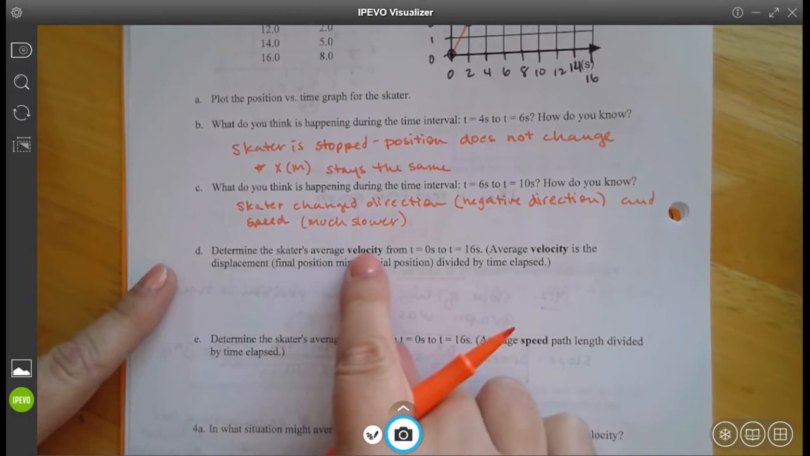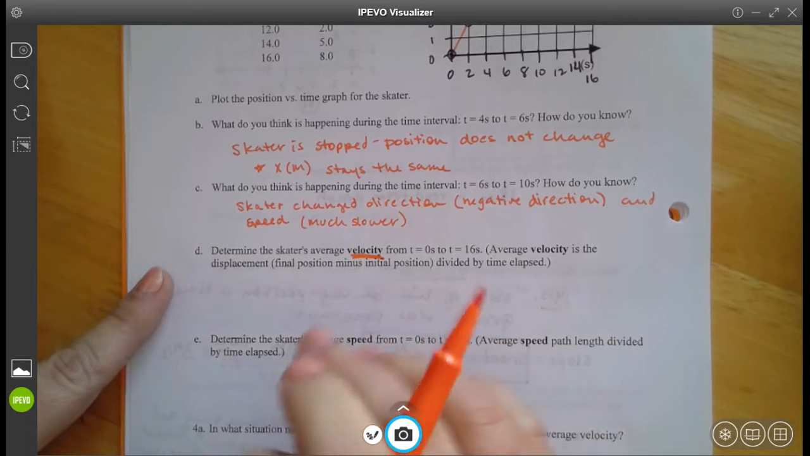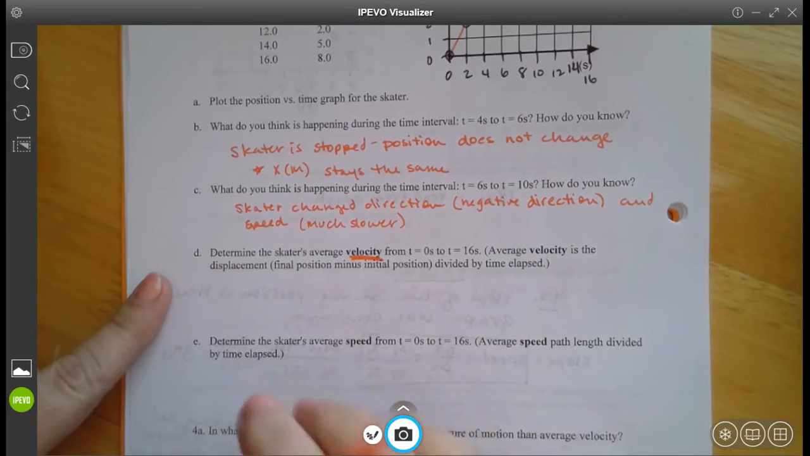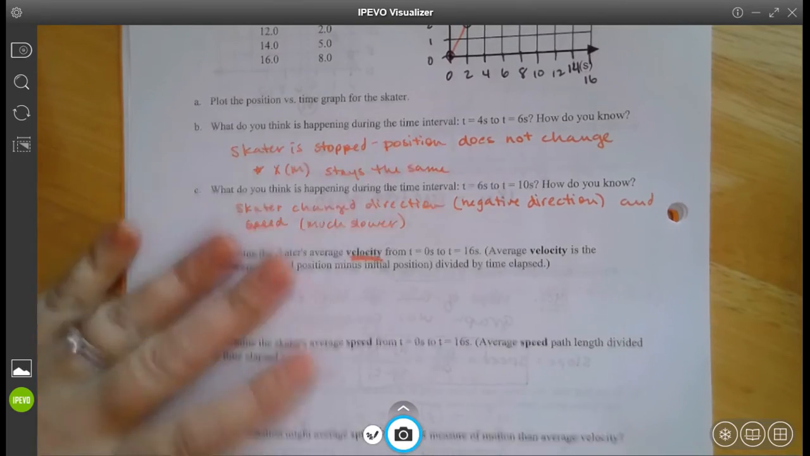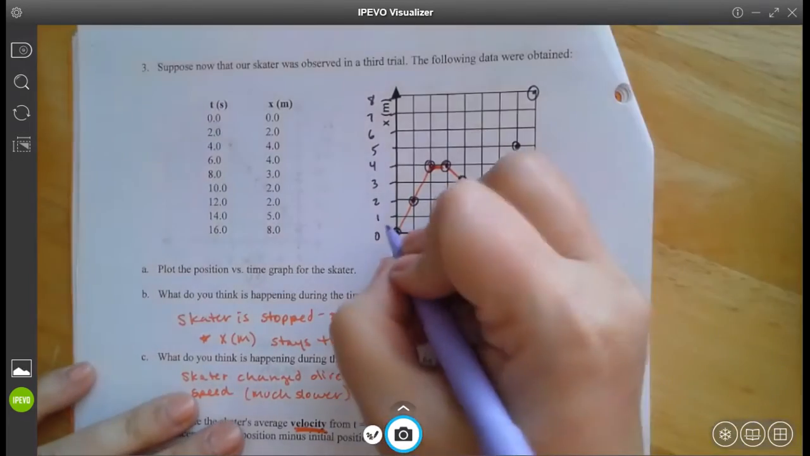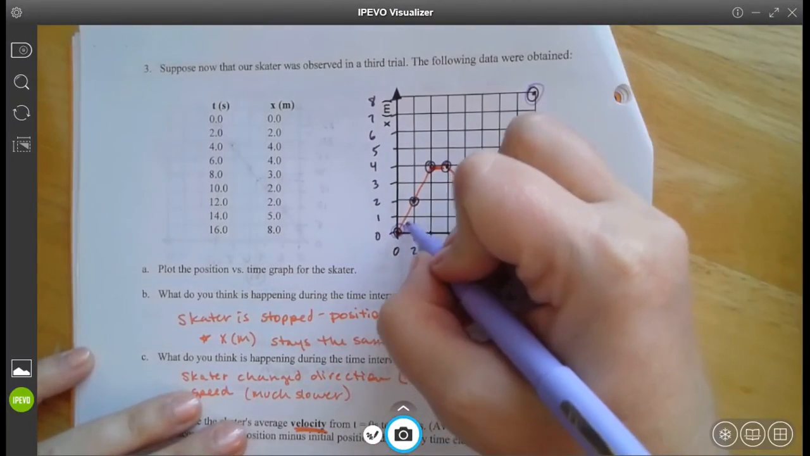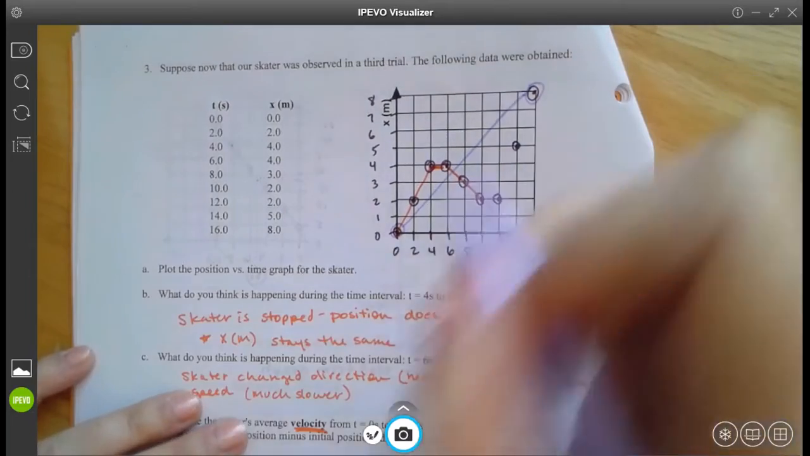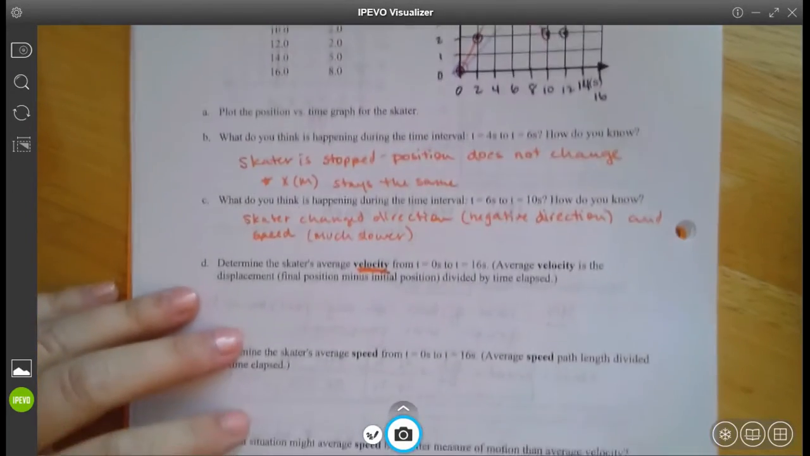Determine the skater's average velocity from 0 to 16 seconds. Now remember, for velocity we're just looking at 2 data points. We only care about where he started and where he ended up. So to figure out velocity, we're going to look at the displacement and the time. So velocity for those 2 time periods is going to be more like this purple line. That's going to give us our average velocity.